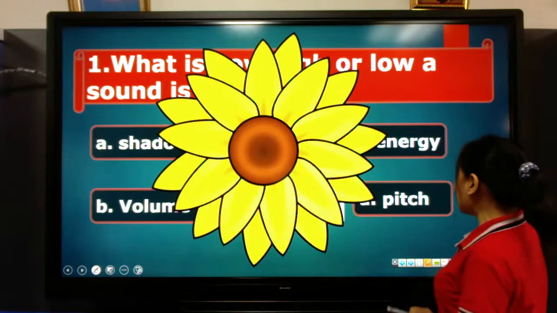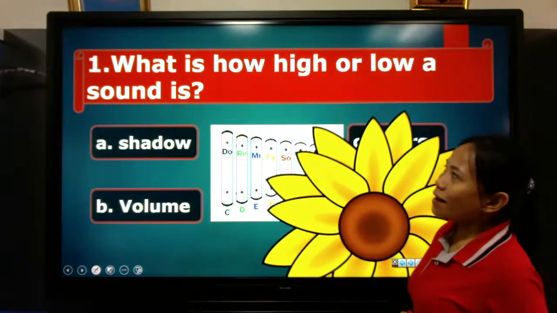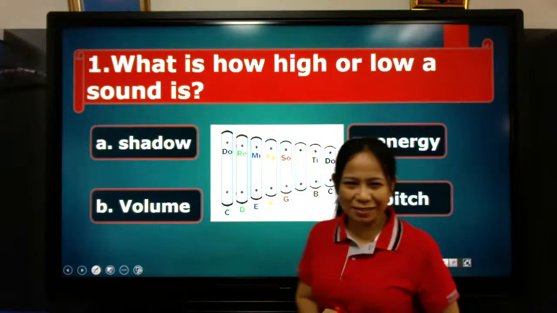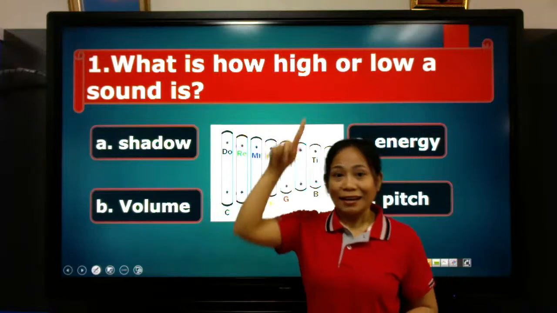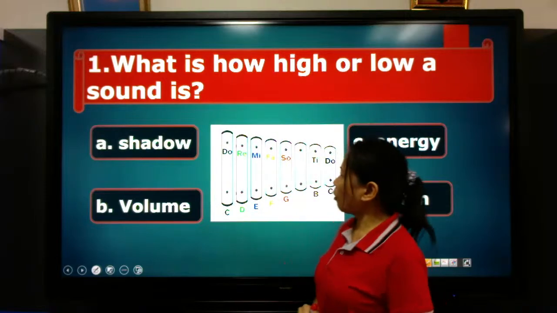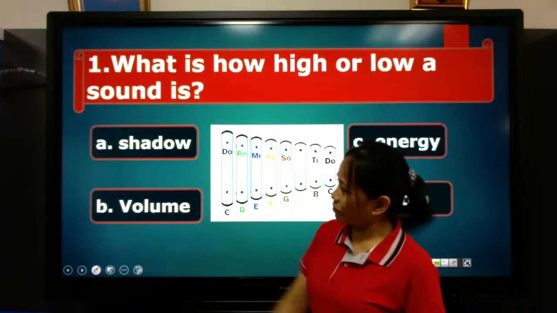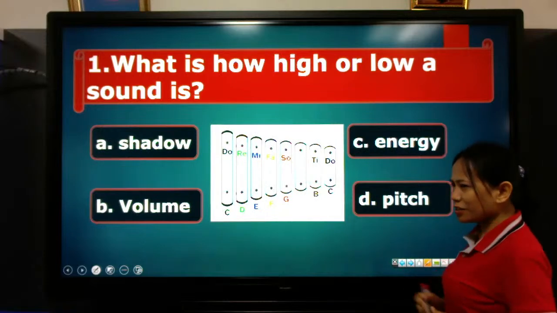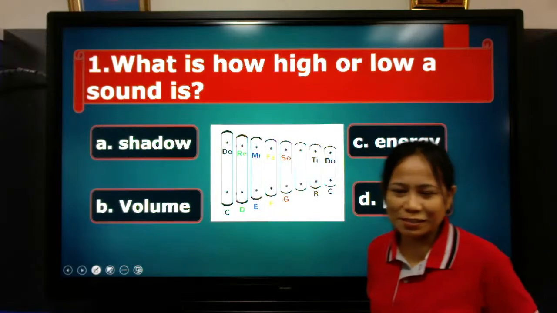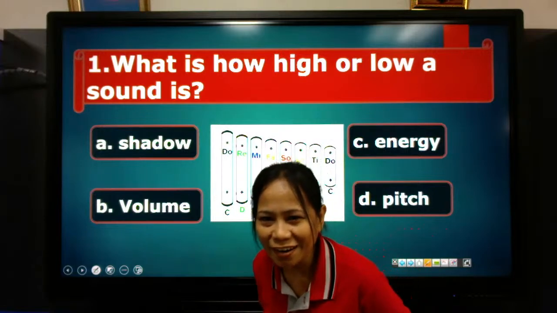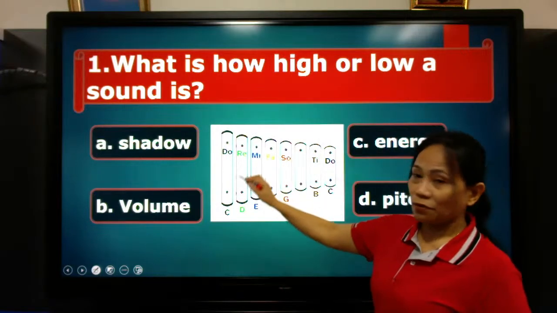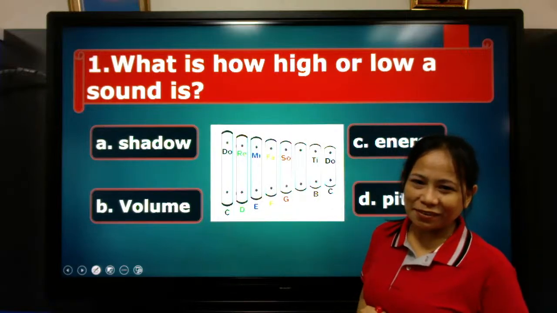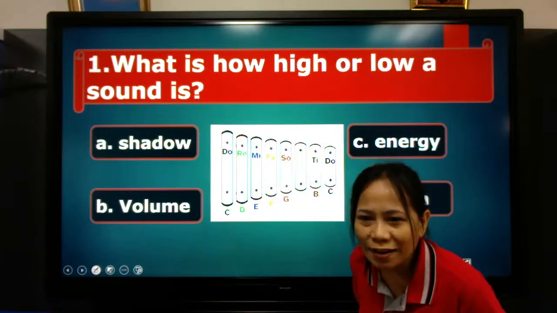Okay, this is question number 1. What is how high or low a sound is? It means the high and low of sound. What do you call that? Letter A, is it shadow? Letter B, is it volume? Letter C, is it energy? Or letter D, is it pitch? So what is the correct answer? Shadow, volume, energy, or pitch.